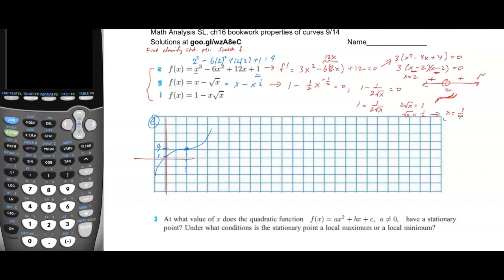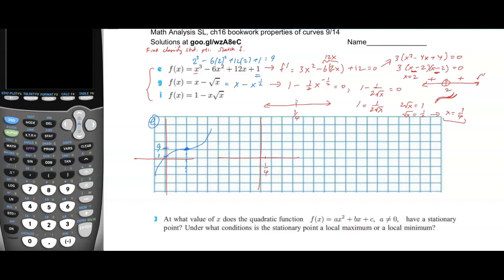Okay, so our stationary point is at x equals 1/4. Let's draw a sketch of this. And let's see, if this is 1/4 here, then, oh, we didn't do our sign diagram yet. Let's do a sign diagram.